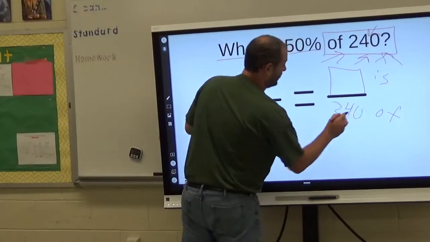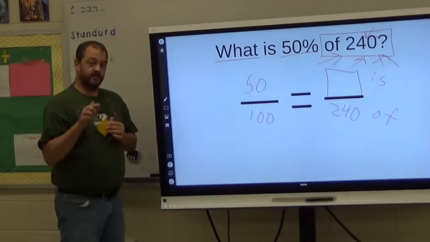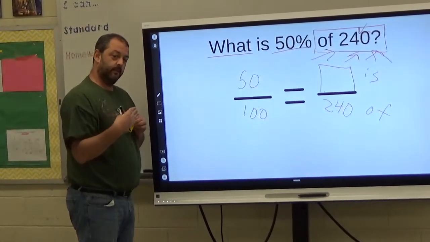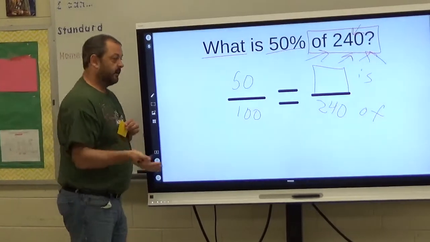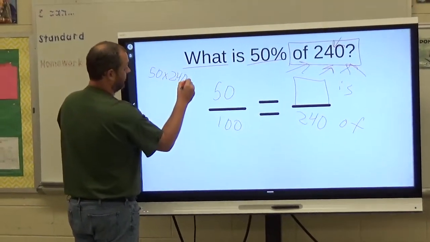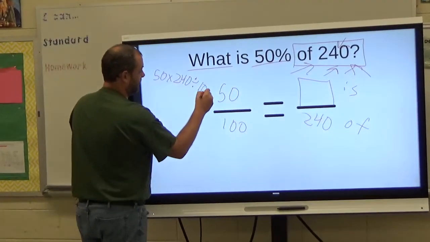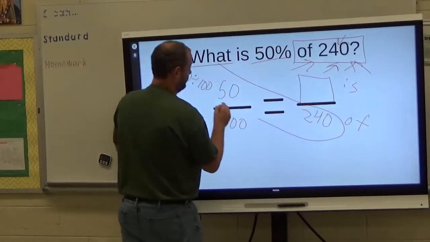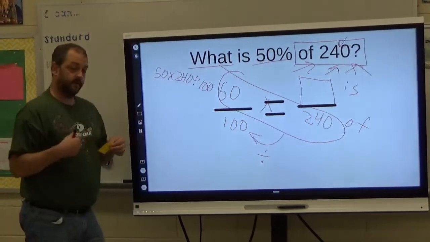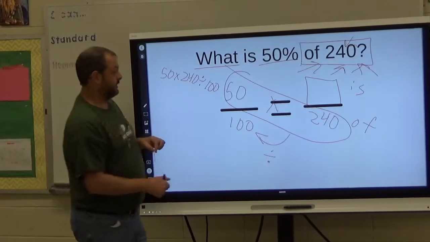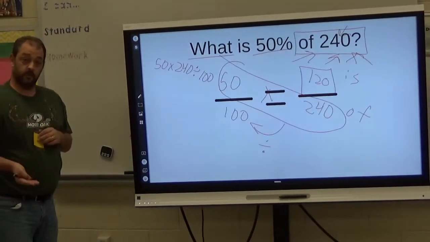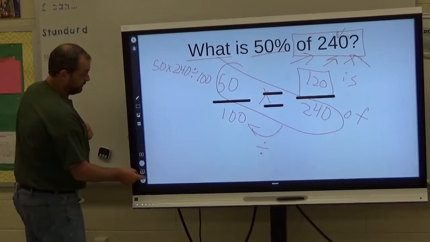So we have 240. So pause the video and write down the multiplication problem that you're going to get. Pause now. Okay, you're going to go 50 times 240 divided by 100. Multiply the numbers that are diagonal, divide by the other number, and you will get 120 as your answer.